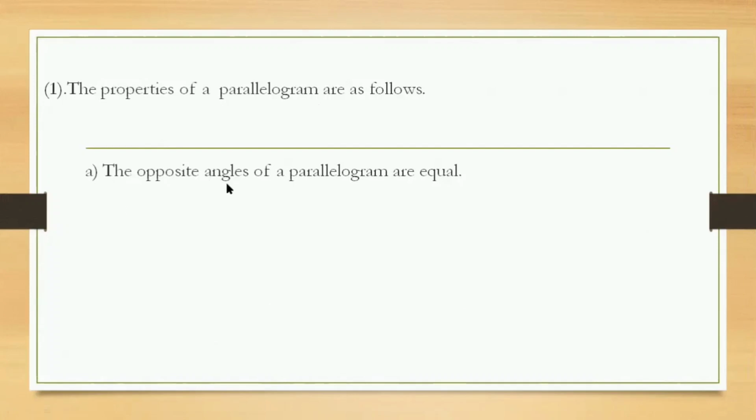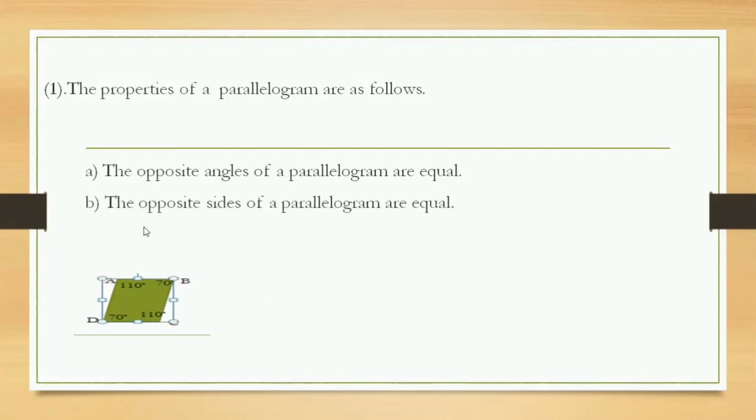The opposite angles of a parallelogram are equal. So let's figure this one. This green shape is a parallelogram. Opposite angles will be equal: angle D and angle B, and angle A and angle C. Opposite angles are equal. Number 2, the opposite sides of the parallelogram are equal. That means, in this figure, sides AB and CD are equal, and BC and AD are equal.